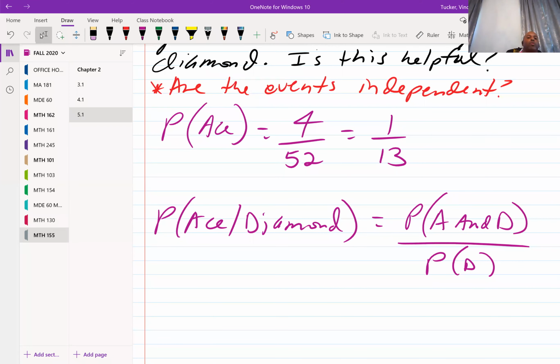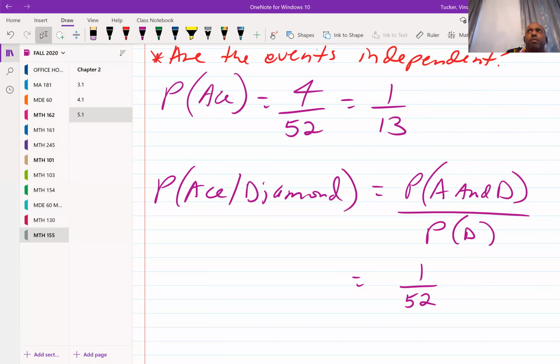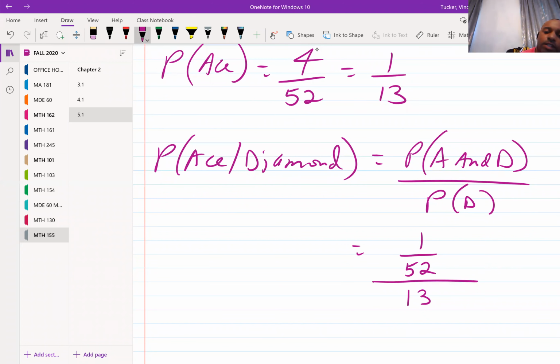All right, so now if I want to know the probability of getting an ace, given that I already know that you have a diamond, the first thing we want to find is the probability of getting an ace and a diamond. There's only one ace of diamonds, so that's 1/52. Only one ace that is a diamond. And then how many diamonds are there in the deck? There are 13 diamonds in the deck, so that's 13/52.